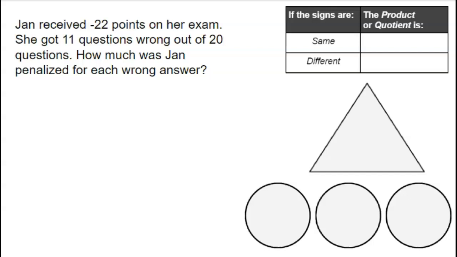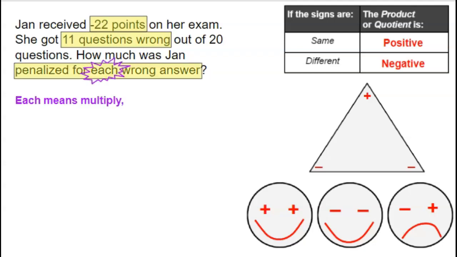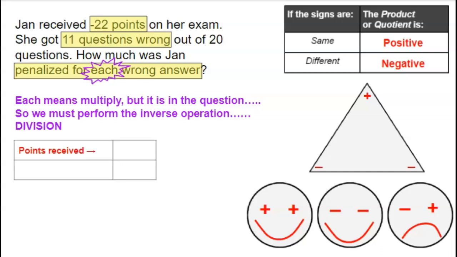So I'm going to look at this as, there's our handy helpers. I'm going to look at this as -22 points and 11 questions wrong. I'm not going to worry about out of 20. And then penalized for each wrong answer. Well, each usually means multiply, but it's in the question. So if each or multiplication is in the question, that means we must perform the inverse operation. So we won't be multiplying, we need to divide.